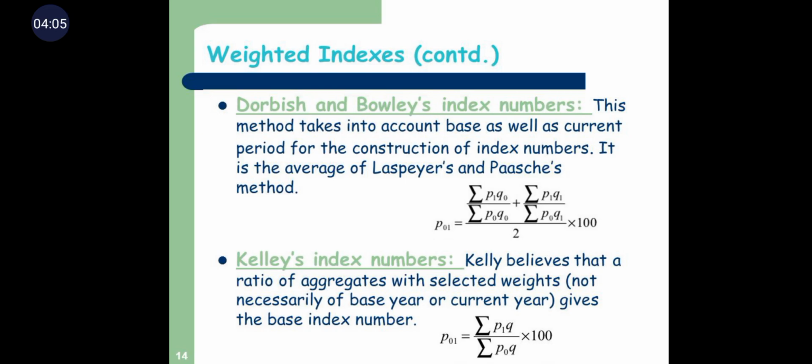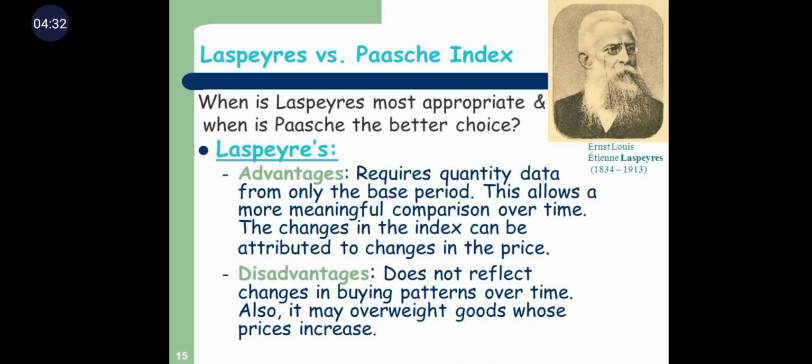Kelly's index numbers. Kelly believed that the ratio of aggregates with selected weights, not necessarily of the base year or current year, gives the index numbers. This is Kelly's formula: P01 is equal to summation P1 Q divided by summation P0 Q into 100.